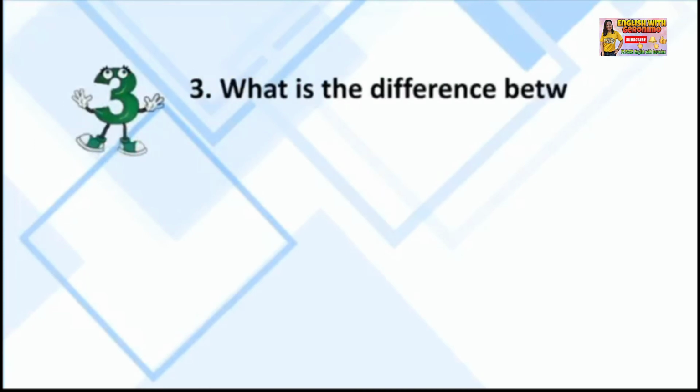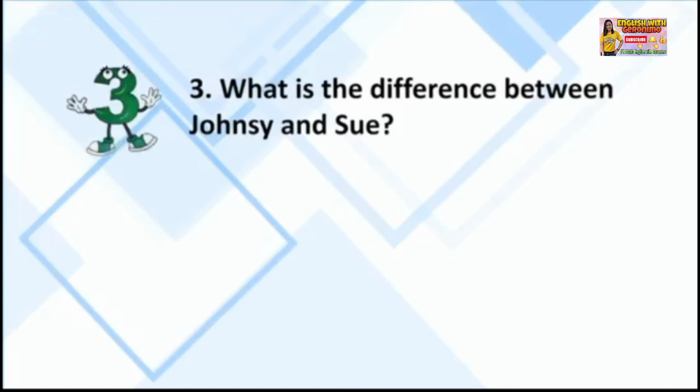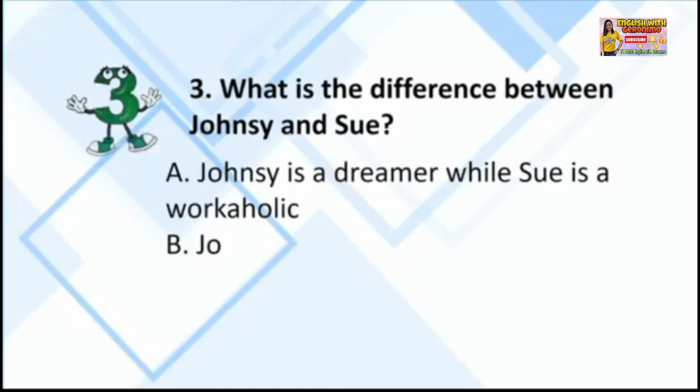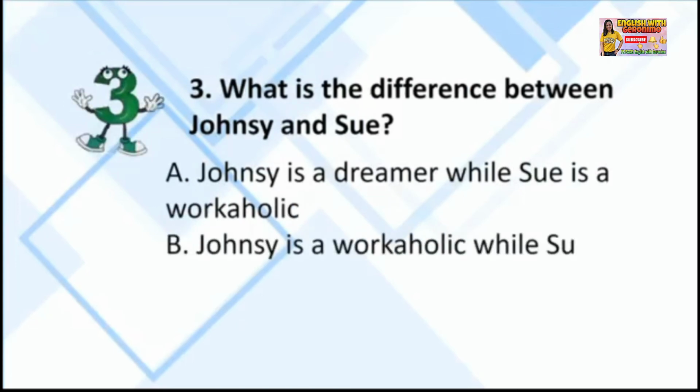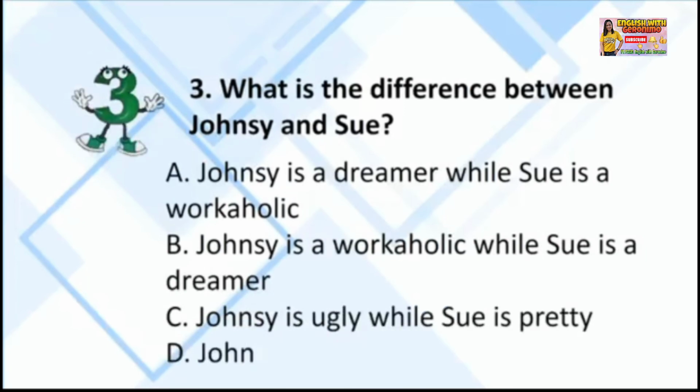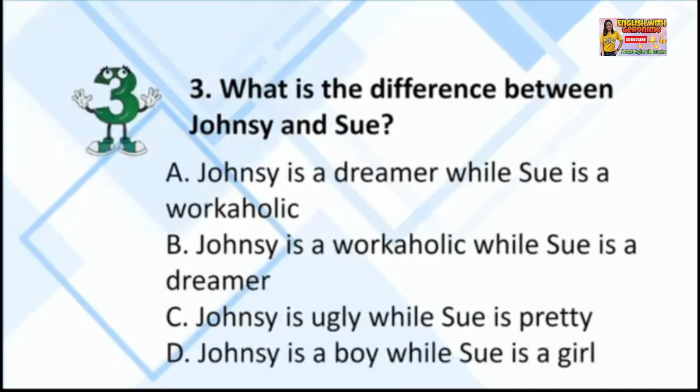Number 3. What is the difference between Chauncey and Sue? Letter A. Chauncey is a dreamer, while Sue is a workaholic. Letter B. Chauncey is a workaholic, while Sue is a dreamer. Letter C. Chauncey is ugly, while Sue is pretty. And letter D. Chauncey is a boy, while Sue is a girl. The correct answer is letter A. Chauncey is a dreamer, while Sue is a workaholic.